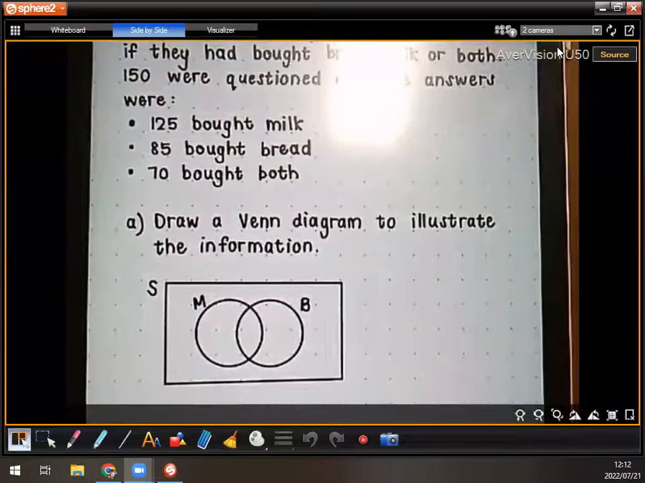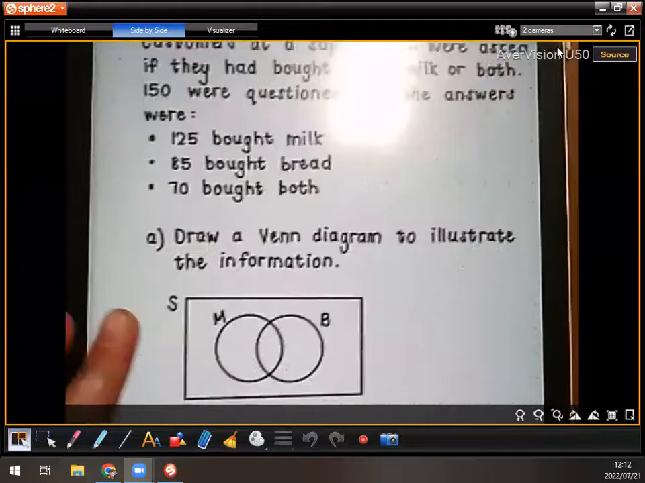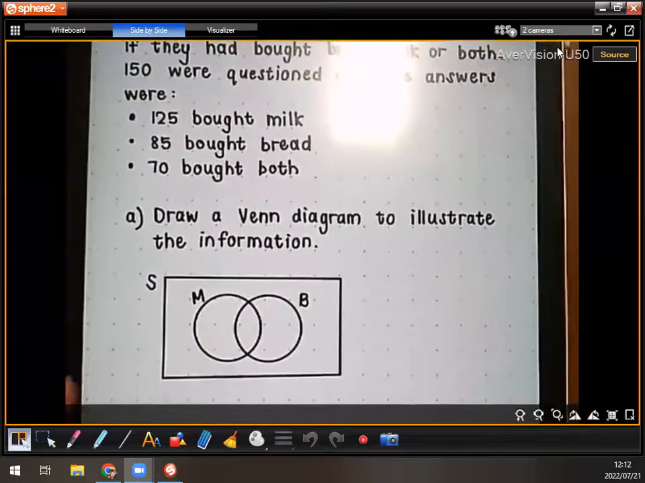All right, now guys, something that I didn't do for the previous example because it wasn't really necessary. I didn't write how many items are in the full outcome.